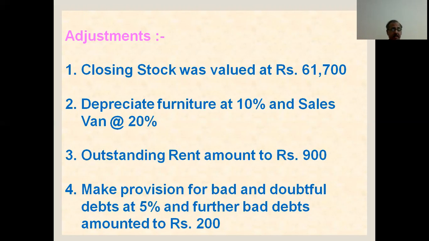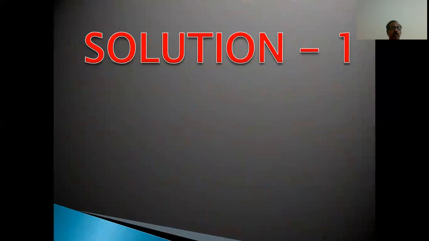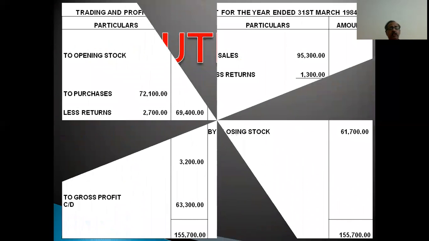But always remember here, in order to calculate provision for doubtful debt, the first step is sundry debtors less further bad debt. After deducting further bad debt from sundry debtors, upon that figure we are required to create the 5% provision. So let us see how to solve, what will be the solution. So this is the solution for the first problem.